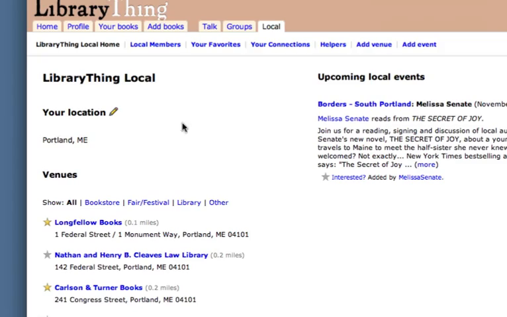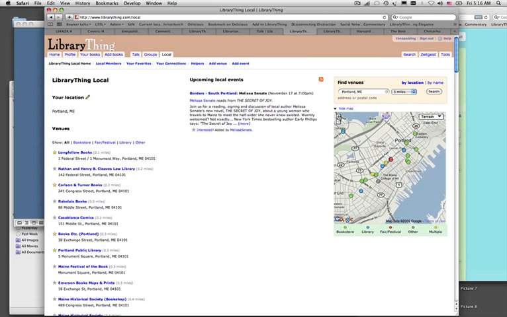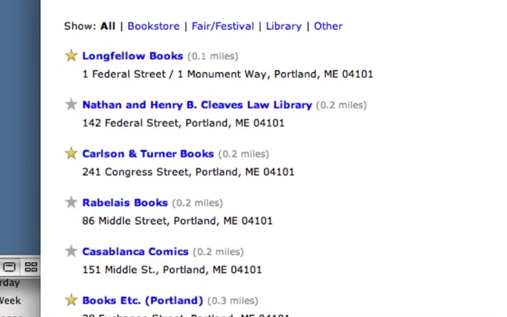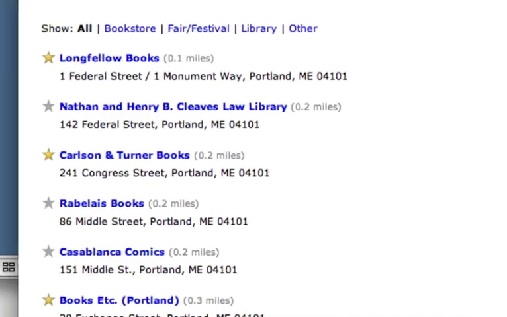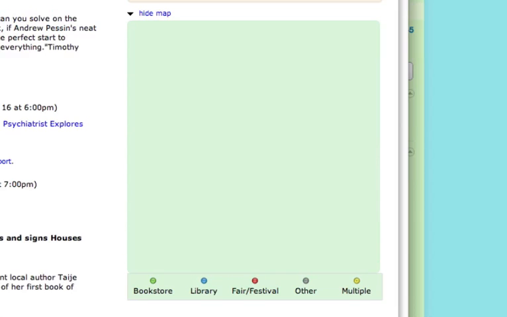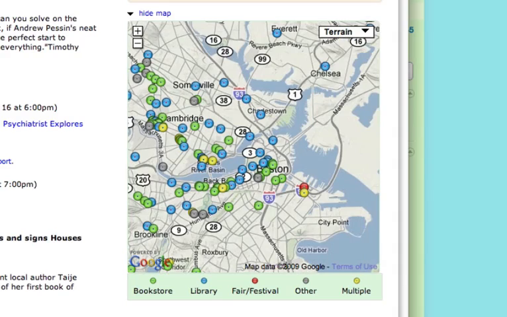Okay. LibraryThing Local is a whole social networking system built around place. So you can see here some of the bookstores, libraries, fairs, and festivals near me. There's a little map here. This is Portland, Maine. In case you ever go there, that's what it looks like. And the blue dots are libraries, and the green dots are bookstores. I actually took a whole lot of pictures of major cities, and you see this pattern over and over, that libraries are distributed equidistant from each other, spreading out, and bookstores are concentrated in the middle. It's interesting public policy reasons for that, obviously.